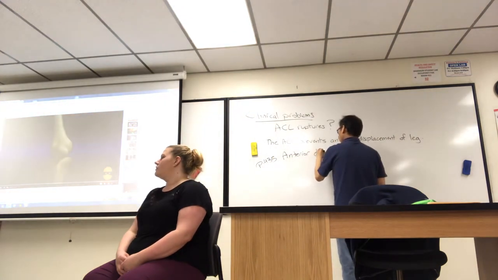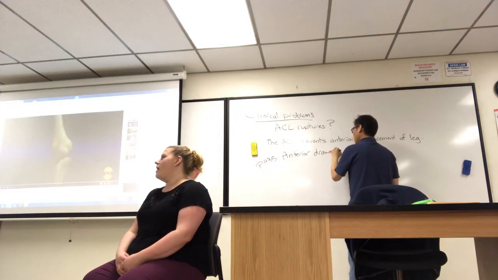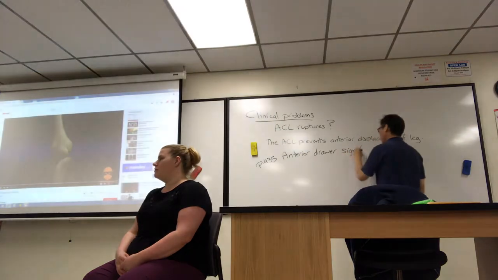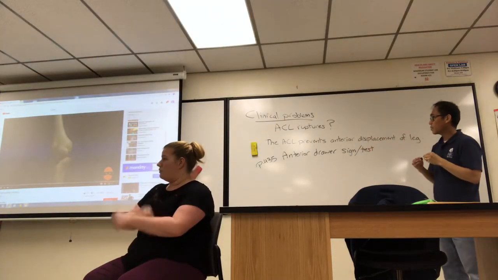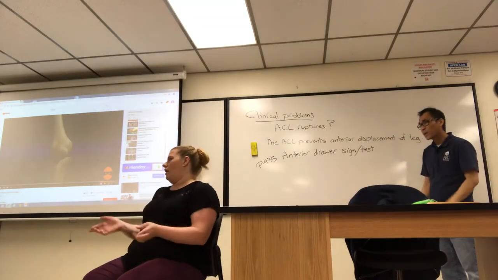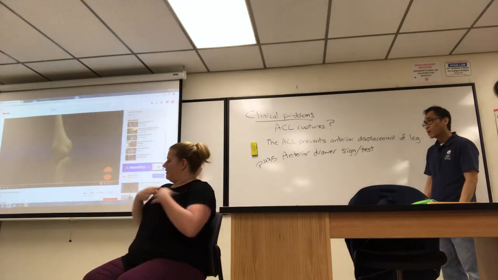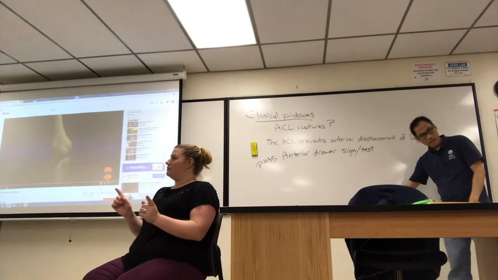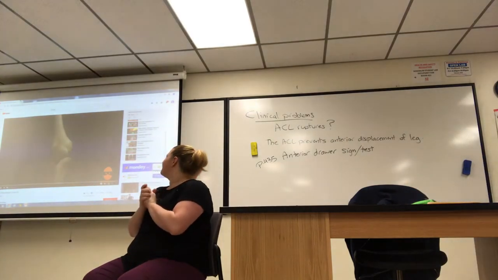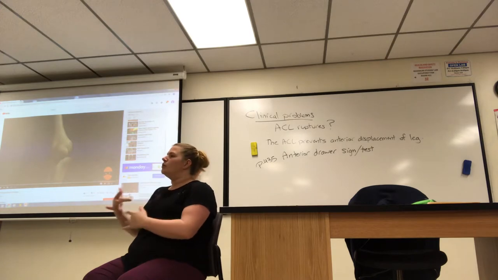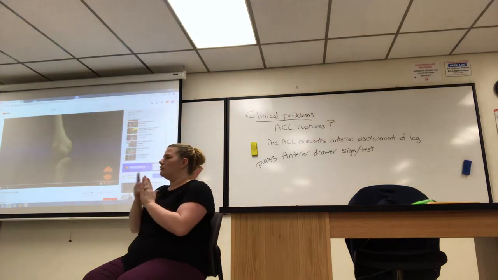Anterior drawer sign test. This is where they can't move laterally, right? Can't move laterally when they tear their ACL. Usually, if the ACL is torn, yes, you can't make those quick cuts from side to side. You can usually run straight forward, but yes, you are correct.